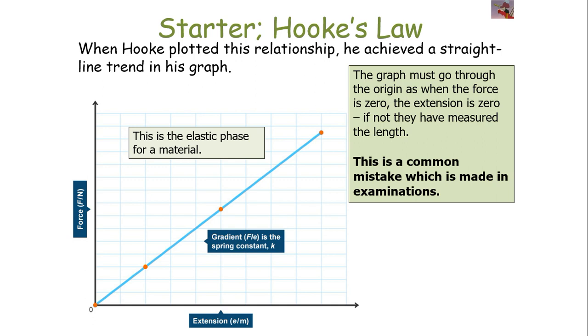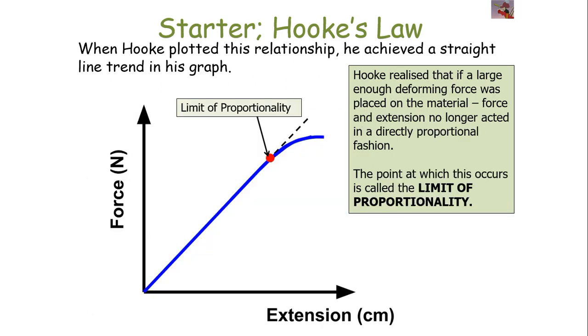Now, in some questions in examinations, the graph is a straight line, but it doesn't go through the origin. So what's the common mistake that's been made? Well, the mistake that's been made is that the experimenter measured not the extension, rather the overall length. And that's a big mistake people make when they do Hooke's law experiments. If you measure the length and not the extension, you will still get a straight line graph, but it wouldn't go through the origin.